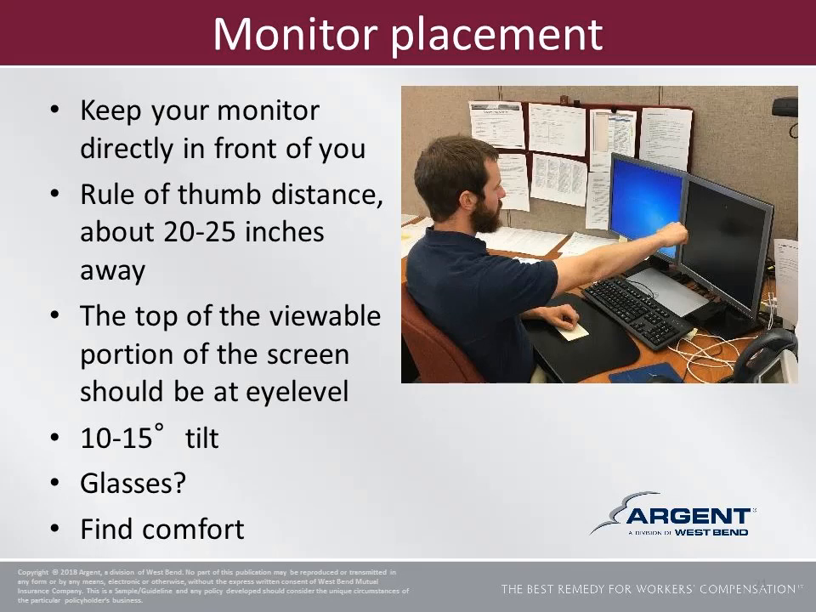In terms of monitor distance from the employee, there is a rule of thumb. Generally speaking, having the user reach out in front and touch the monitor with their thumb is about the ideal distance. This tends to be about 20 to 25 inches away. The top of the viewable portion of the screen should be at about eye level. Anyone wearing bifocals or trifocals or has any visual conditions will likely lower this height as well as the tilt of the monitor. The important part here is to find what is comfortable for each employee.